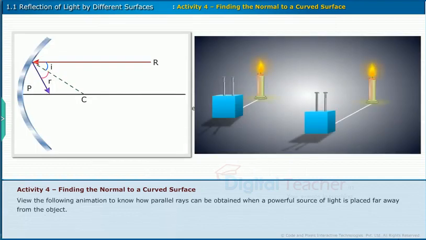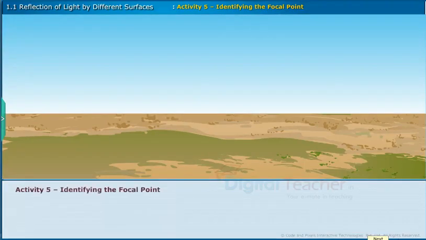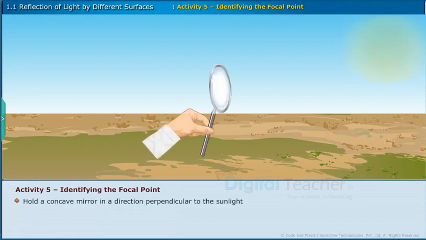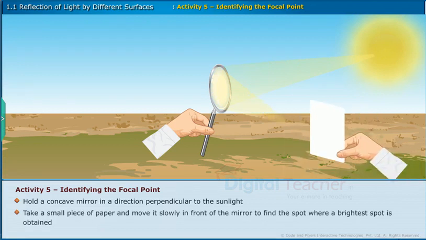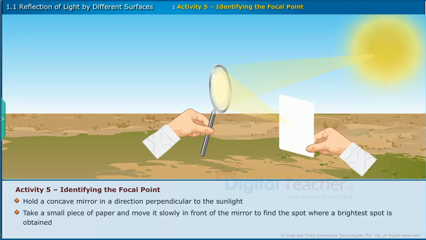View the following animation to know how parallel rays can be obtained when a powerful source of light is placed far away from the object. Now, let us learn how to identify the focal point of a curved surface. Activity 5. Identifying the focal point. Hold a concave mirror in a direction perpendicular to the sunlight. Take a small piece of paper and move it slowly in front of the mirror to find the spot where the brightest spot is obtained.